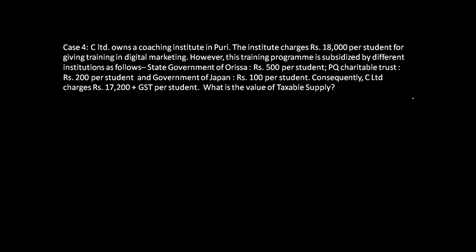Okay. However, this training program is subsidized. Okay, this is a case of subsidy. Subsidized by different institutions as follows. State Government of Orissa 500 per student, PQ Charitable Trust rupees 200 per student, Government of Japan rupees 100 per student. Consequently, C Limited charges rupees 17,200 plus GST per student. What is the value of taxable supply?